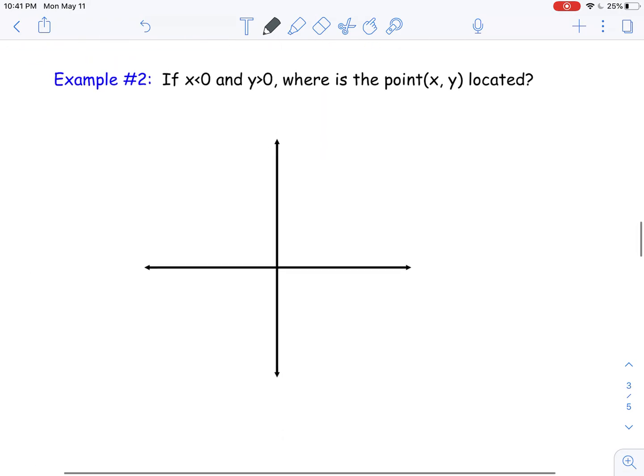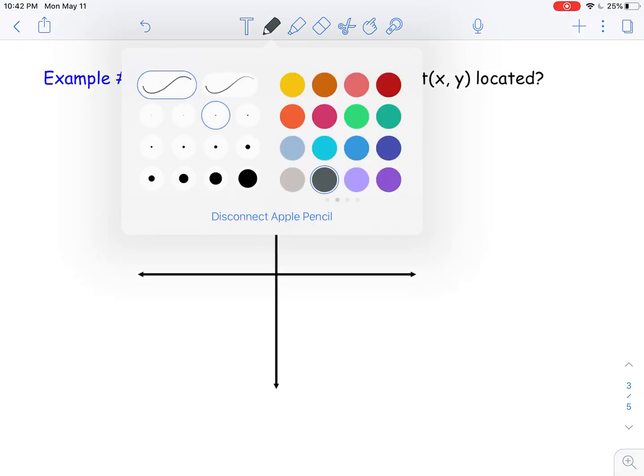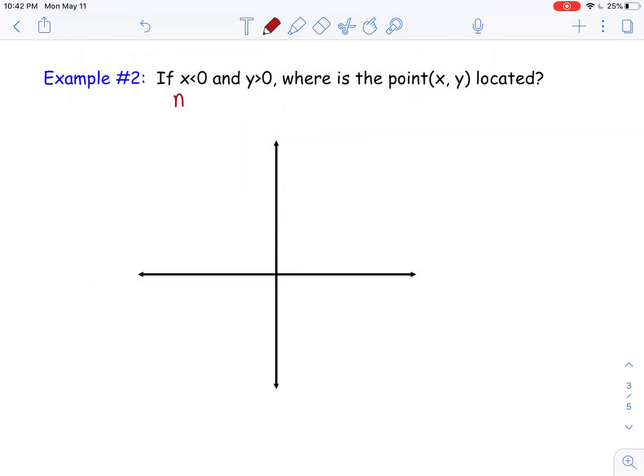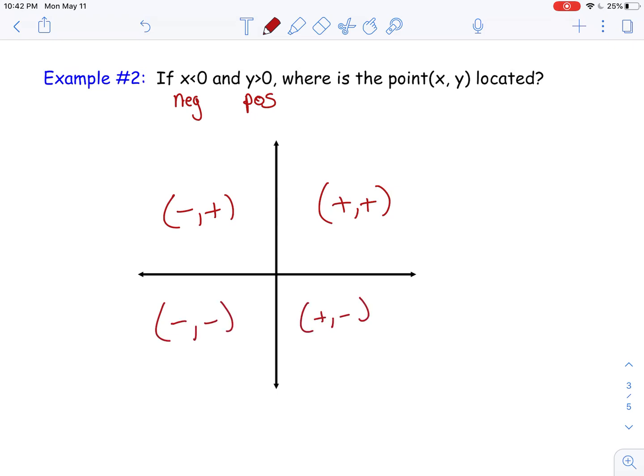In our next example, it asks, when is x less than 0? So when is x negative? And y greater than 0? So when is y positive? At which quadrant does this occur? Again, we're going to look at what our values are. We're looking for a negative x and a positive y. That's going to occur here when my x is negative and my y is positive. So my solution here is quadrant 2.